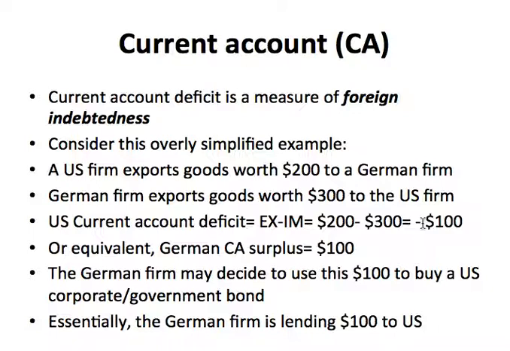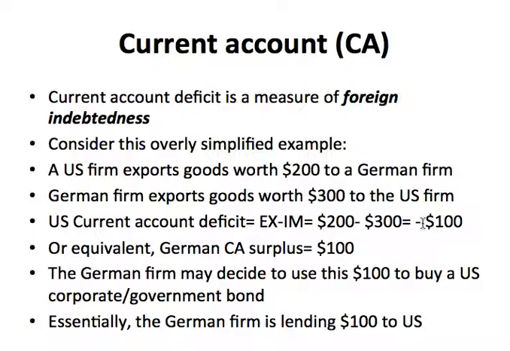Now, the German firm has this $100. So the German firm may decide to use this $100 to buy a US corporate or government bond, or it could also decide to convert that into euro, but we will not really go that far. We'll just stick to this simplified case where this German firm decides to hold this $100 and wants to use this $100 to buy a US government bond or a US corporate bond. So essentially, the German firm is lending $100 to the US when it is buying a US bond.